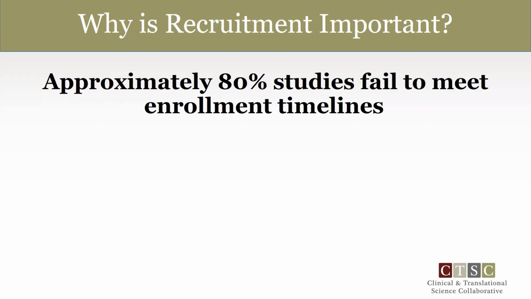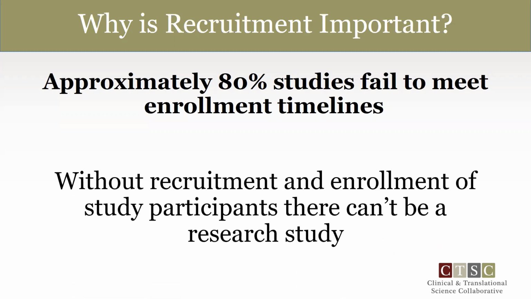Most importantly, it is stated that approximately 80% of studies fail to meet enrollment timelines. Studies may fail to reach their enrollment timelines for reasons such as poor consenting, strict inclusion criteria, intensive study design, etc. Recruitment is a large integral part of research. Without recruitment and enrollment of study participants, there can't be a research study.